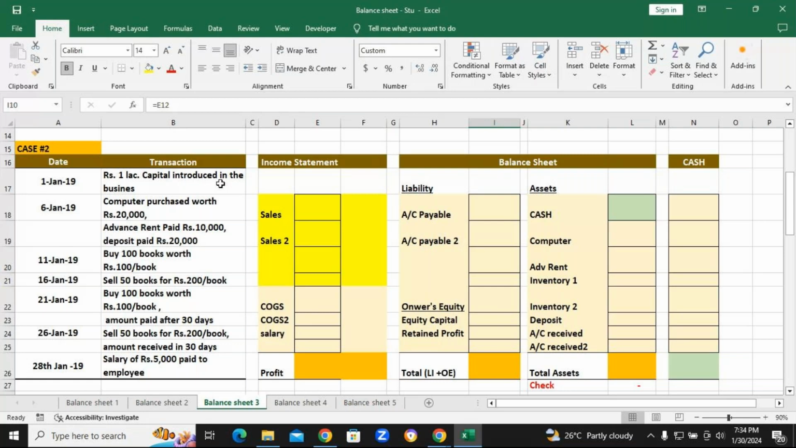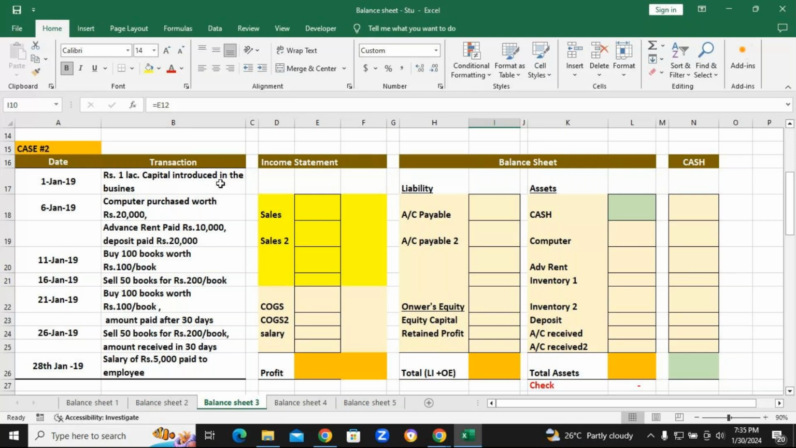On 11th Jan, bought books worth rupees 100 per book. On 16th Jan, out of that 100 books, I have sold 50 books at the rate of 200 rupees. Again on 21st Jan, I have bought 100 more books, and here I am paying this amount after 30 days. So the 11th Jan books I have cleared. The second time when I bought the books, I am going to pay the amount after 30 days.